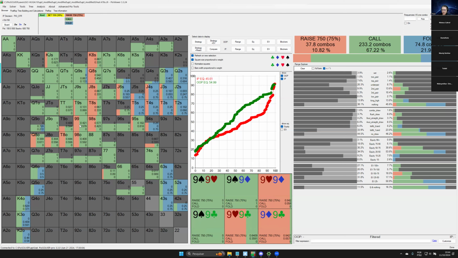The same logic is true for pocket nines, right? So you see pocket nines is calling most of the time, right? And even the ones without the spade, they're calling an okay amount.